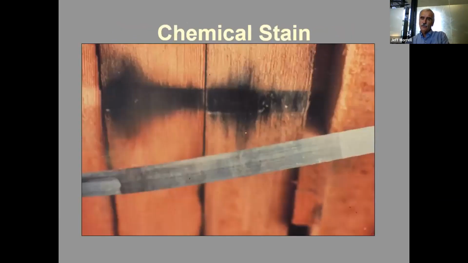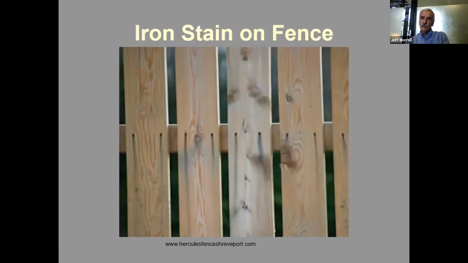There are other stains on wood. Chemical stains can occur. This is an example of iron stain on a tropical hardwood. It causes the wood to turn black because you get iron tannate, which is black. You often see it on fences where people use non-galvanized fasteners. This is particularly a cedar fence, and you can see a black color oozing down from the nails. That's iron stain. It doesn't structurally damage the wood, it just disfigures the color a little bit.